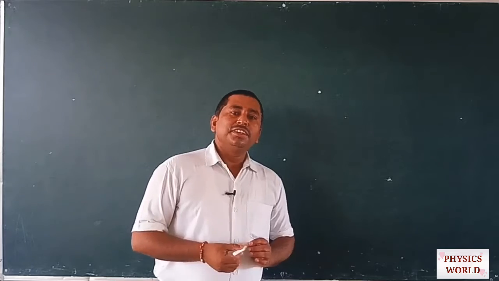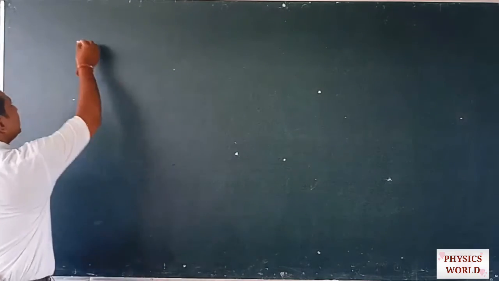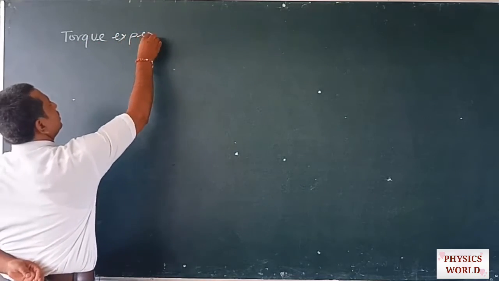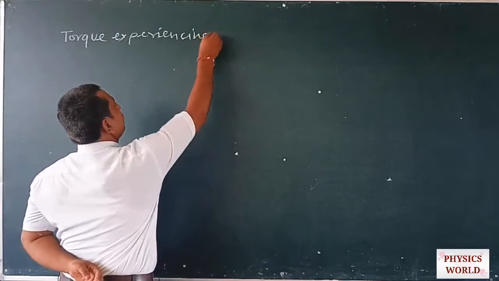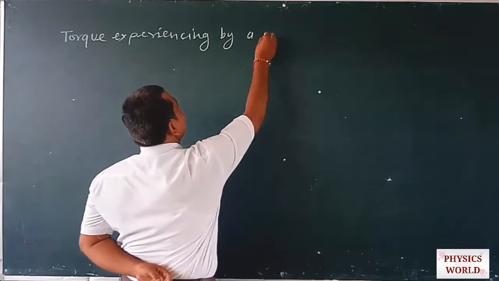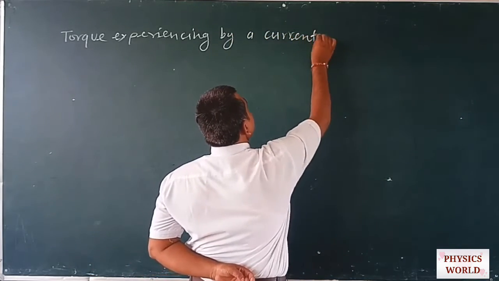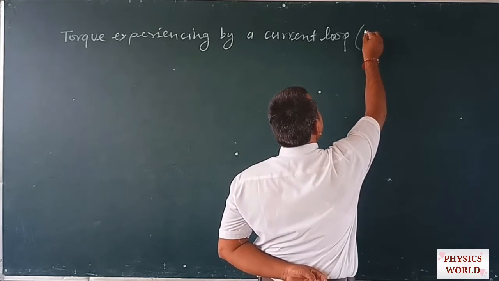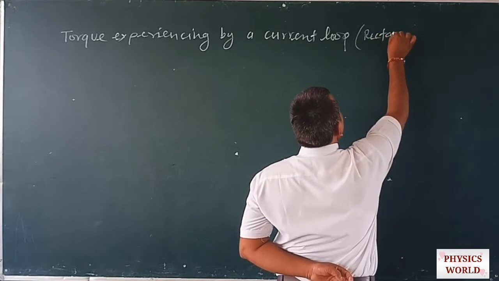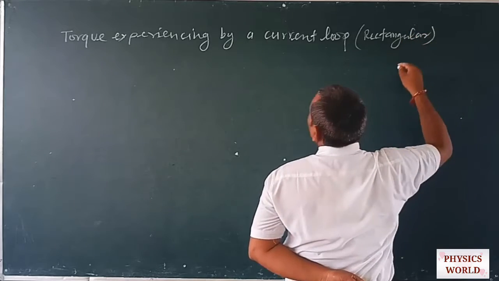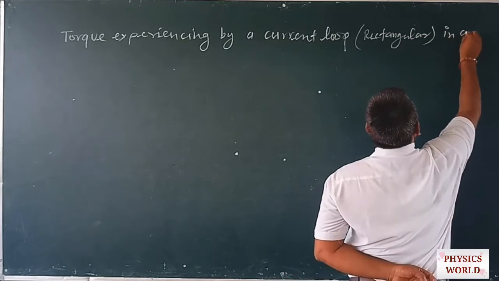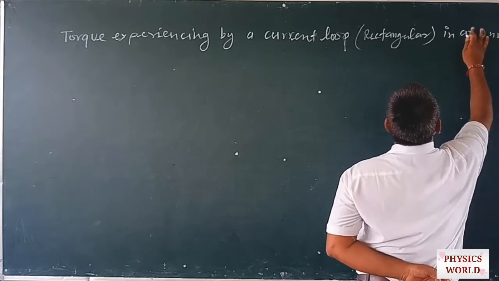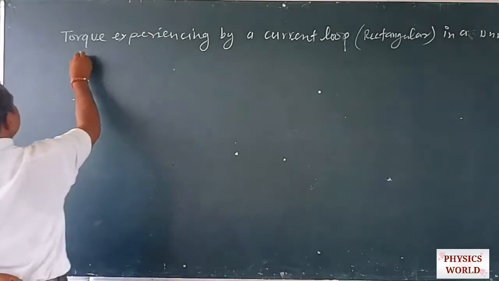Hello dear students, let us start our discussion about the torque experienced by a current loop which is in the shape of a rectangle in a uniform magnetic field.